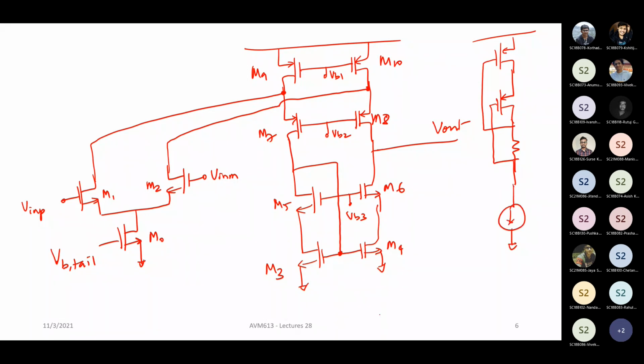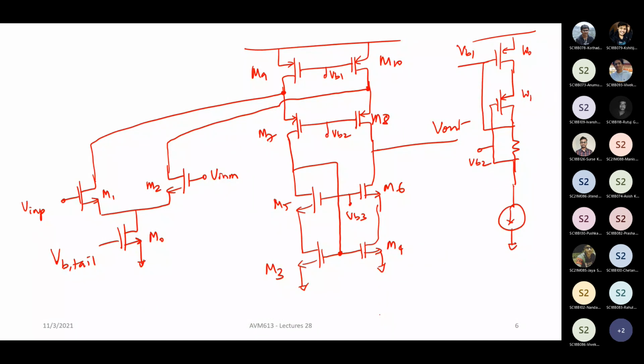I'll just put a current source here. Now, basically this one will become my VB1 and this one will become my VB2. So this becomes a cascode current mirror. Only thing is, let us say this is W0 and this is W1.